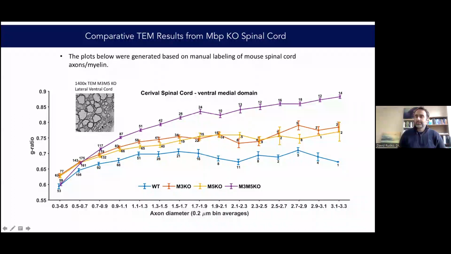And this is an example of the actual EM images from the double knockout, which Vlad alluded to, and he proved that you can see these G ratio changes non-invasively using MRI, but this is just a gold standard comparison of the wild type and showing the thinning myelin for the double knockout in the lateral ventral cord.